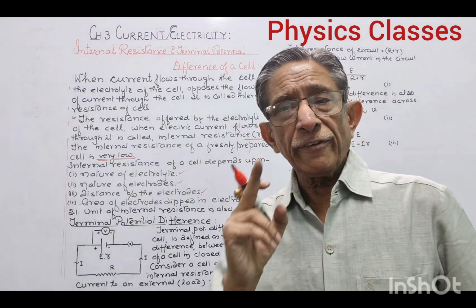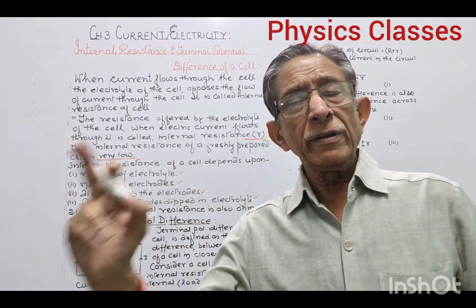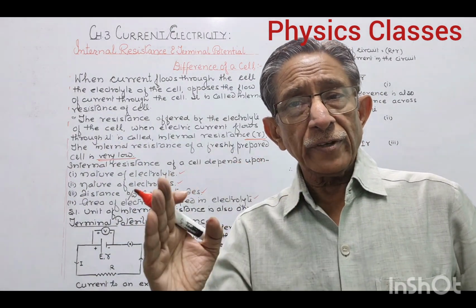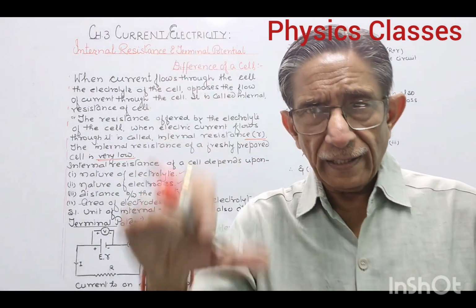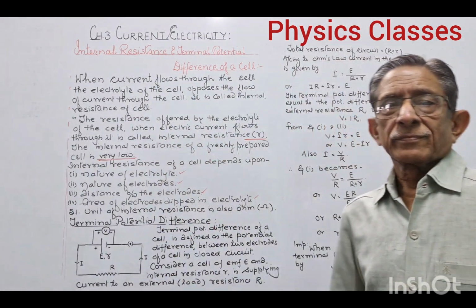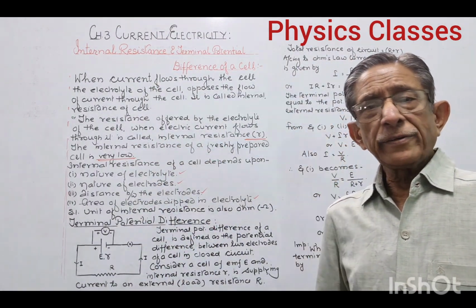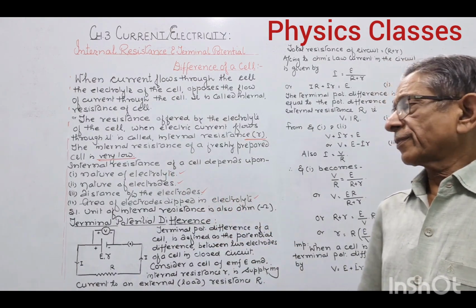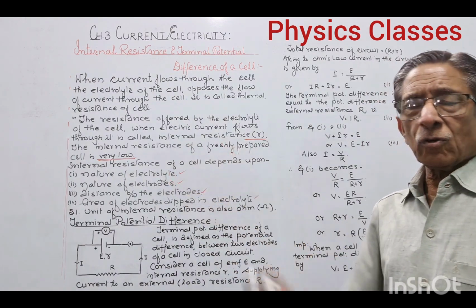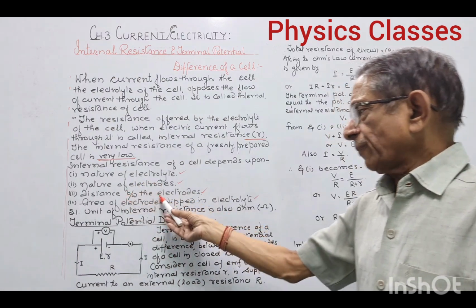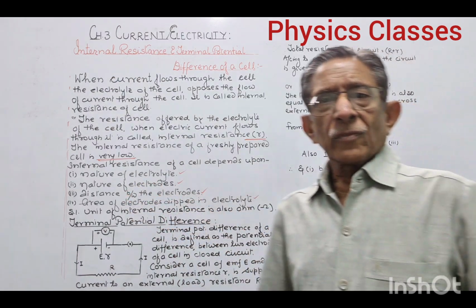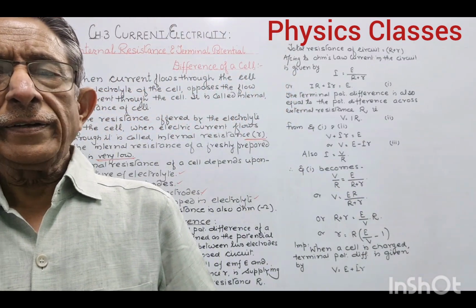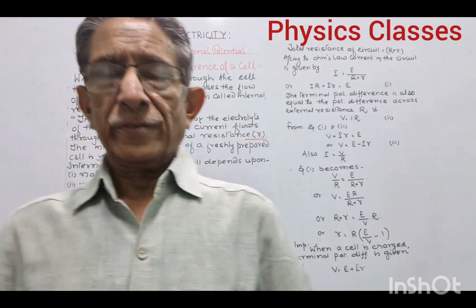Internal resistance of a cell also depends on temperature. When we increase the temperature, internal resistance of the cell decreases. So keep in mind, internal resistance of a cell depends on nature of electrolyte, nature of electrodes, distance between the electrodes, area of the electrodes dipped inside the electrolyte, as well as temperature.